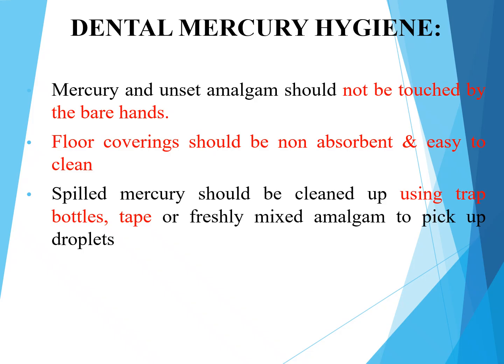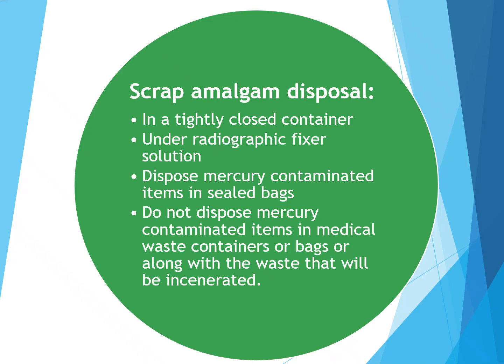Spilled mercury should be cleaned up using trap bottles, tape, or freshly mixed amalgam to pick up the droplets. How to dispose of scrap amalgam? It can be disposed of in a tightly closed container. Use radiographic fixer solution. Dispose of contaminated items in a sealed bag. Do not dispose of mercury contaminated items in a medical waste container or bag, or along with the waste that will be incinerated.